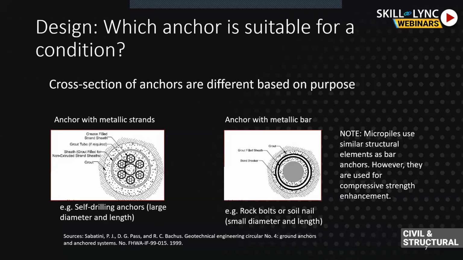These are very large diameter anchors, and large diameter means it may be about 10 centimeters to 50 centimeters. They provide strength based on this internal strand. The internal strands can break one by one, so one anchor will not break completely if all the strands are not broken. So this is how they provide the strength.